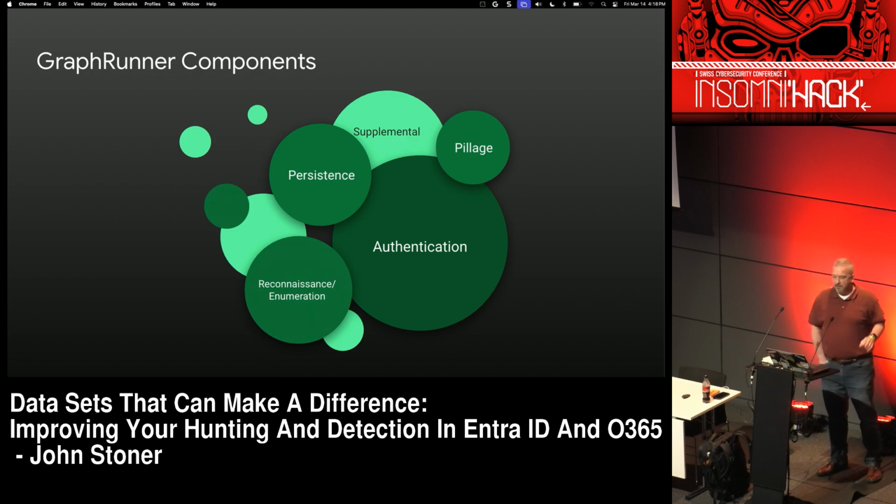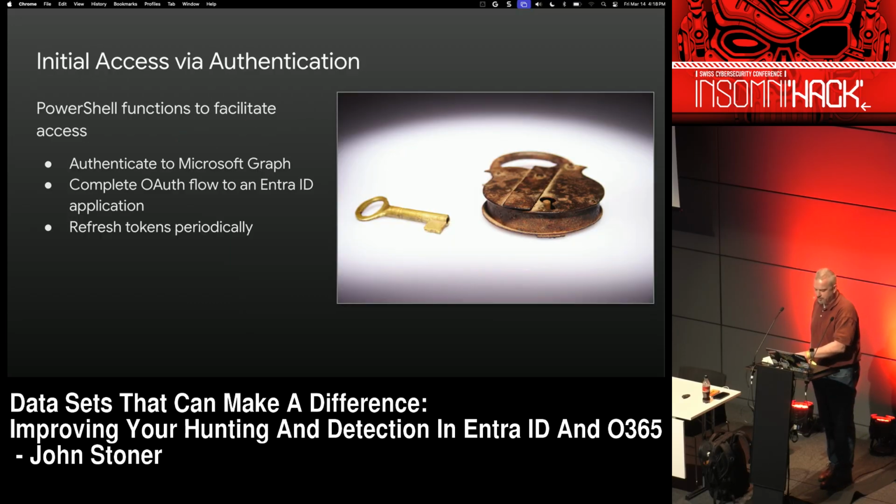GraphRunner is broken out into 5 distinct areas: authentication, recon, persistence, pillage, and supplemental. That's what they call them. Think of supplemental as being kind of the utilities and the defensive evasion. We're going to touch on at least 1 or 2 things from each one of these. Like I said, some of them have a half dozen, some of them have even more. I'll show you a lot of the modules, but we'll go into a couple of them as we go through.